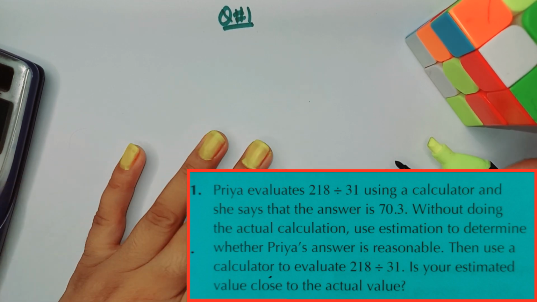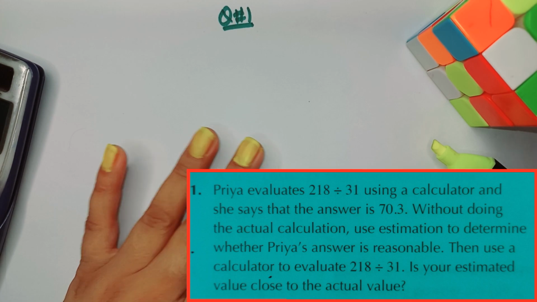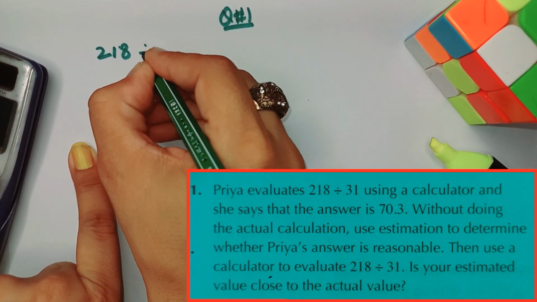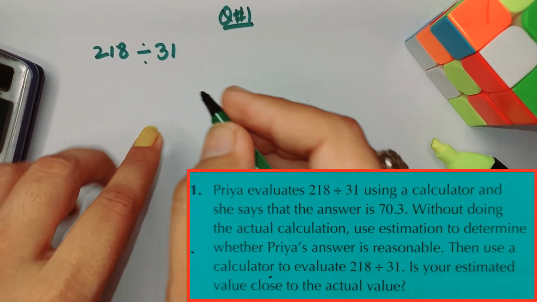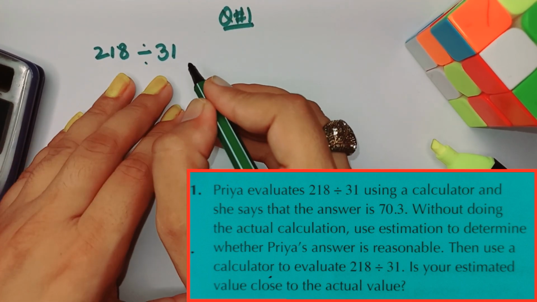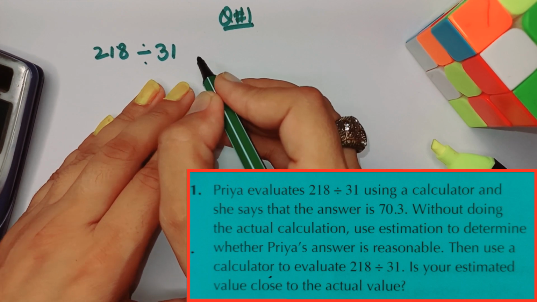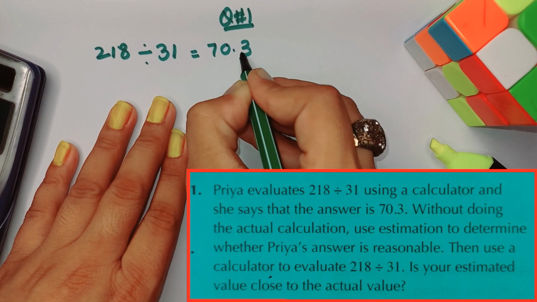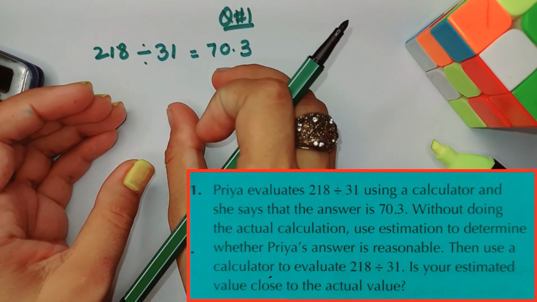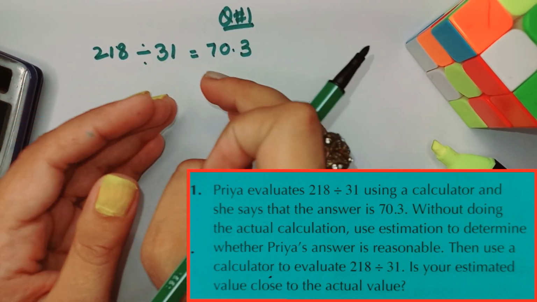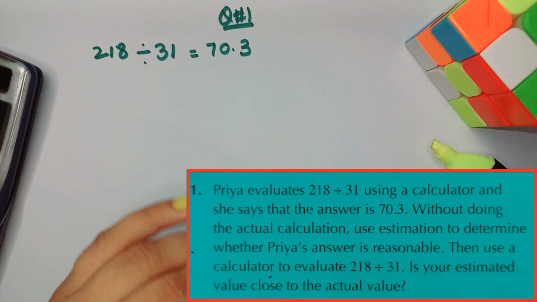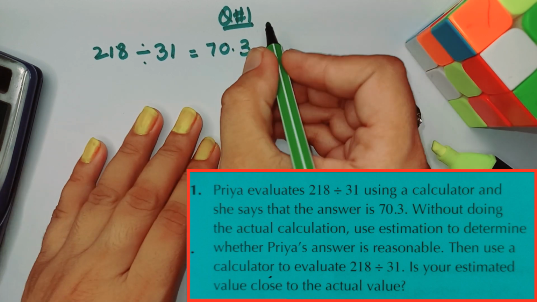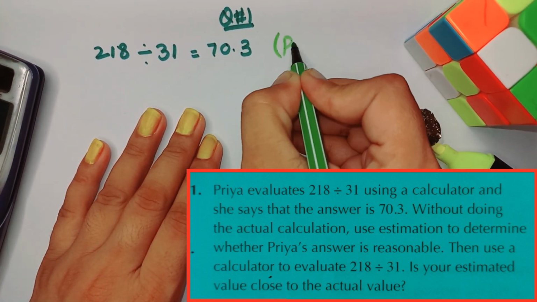Dear students, Priya evaluates 218 divided by 31 using a calculator. And the answer she got is 70.3. Priya solved it using a calculator and she got 70.3. We can write here, it's according to Priya.